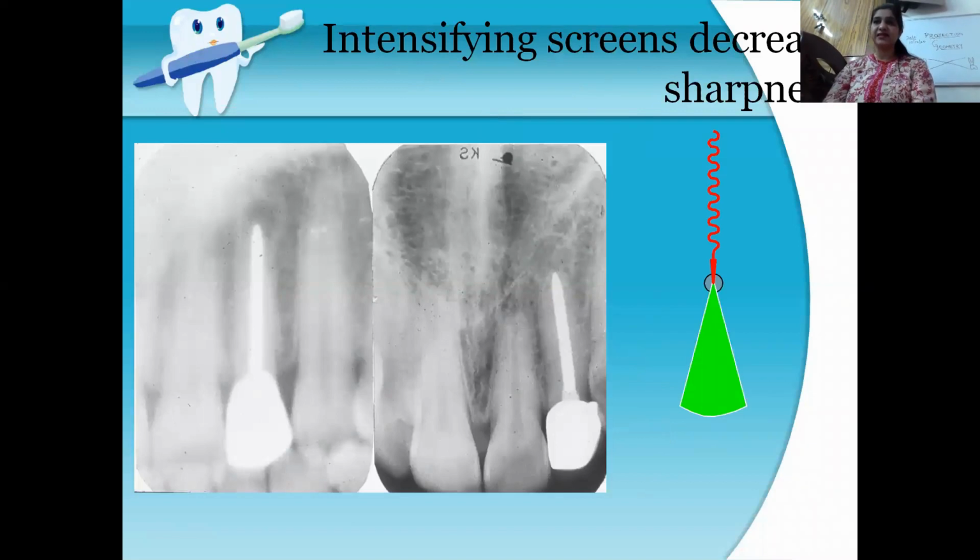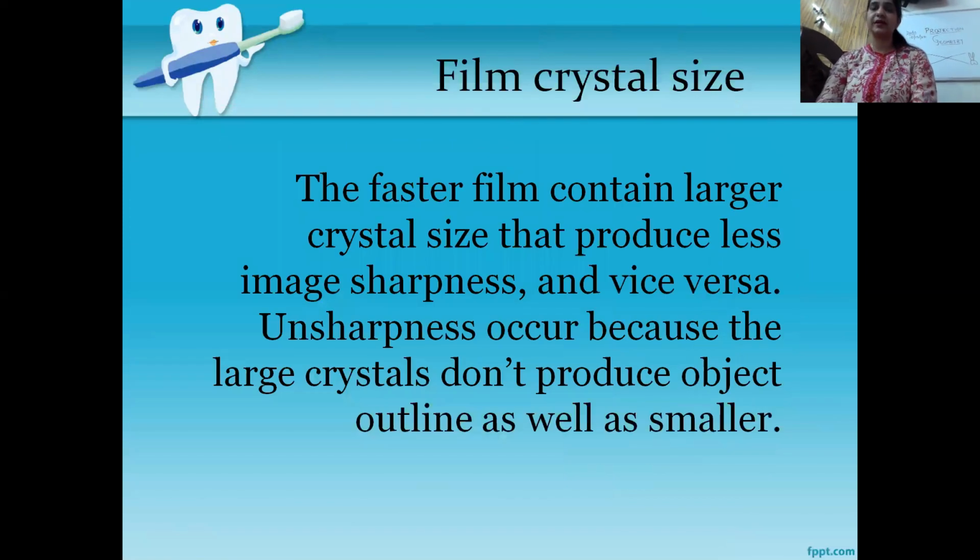Now, intensifying screen: a decrease in sharpness is also there with the intensifying screen. If we use an intensifying screen, some amount of scattered radiation is absorbed in the intensifying screen. This we especially use for extraoral film radiographs. So if we use an extraoral radiograph, there will be some compromise because of the intensifying screen, the radiation will be scattered, and some sharpness of the image quality will be compromised.